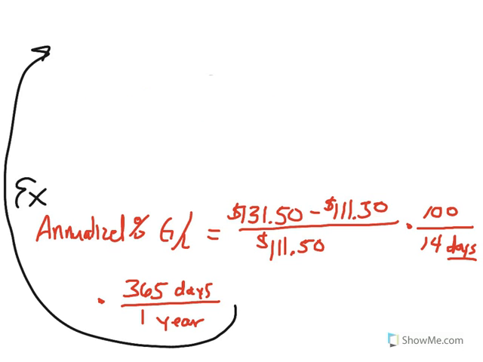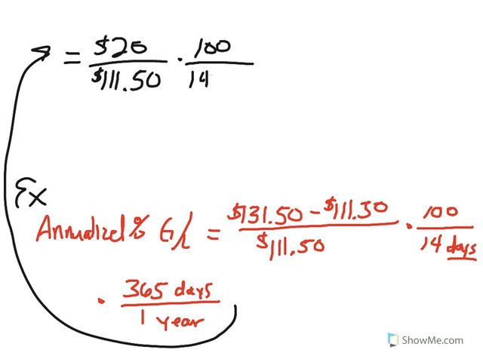Doing a little bit of simplifying, 131.50 minus 111.50 is $20. And you're dividing that by $111.50. And the rest of these fractions don't really simplify. I mean, you could divide the top and bottom by the same numbers to make it more simple, but we don't really need to get into all that. It's 365 days over 1 year. Notice what happens here.